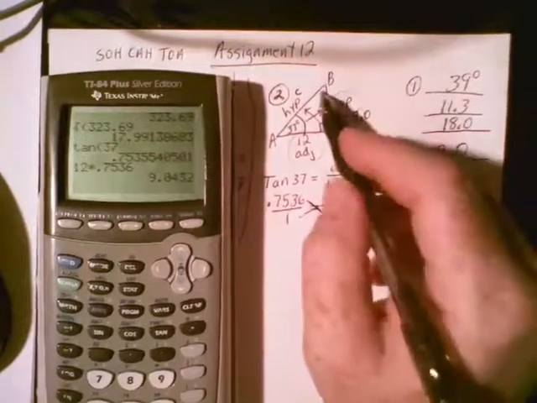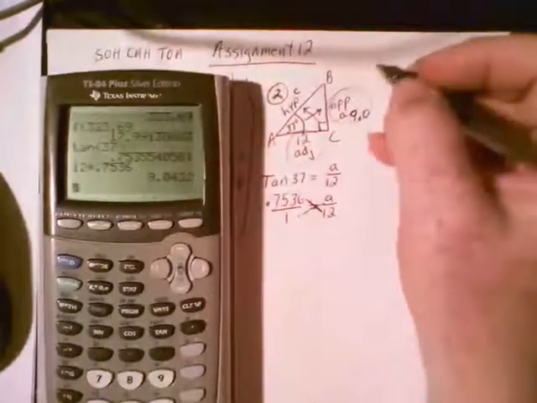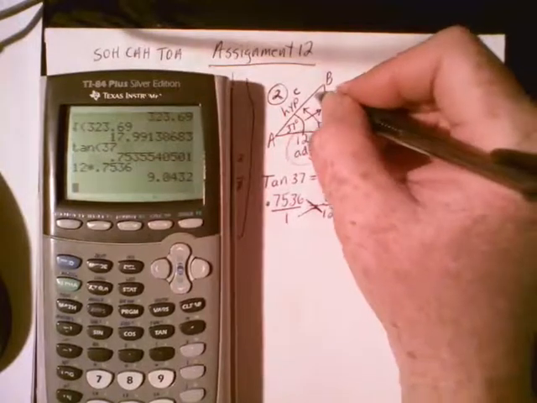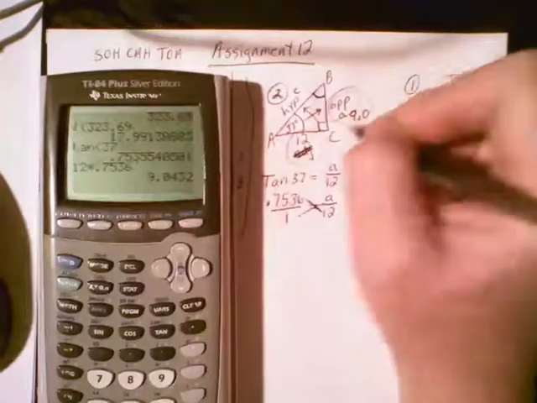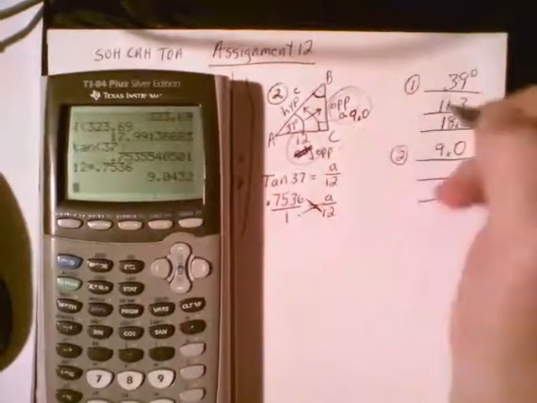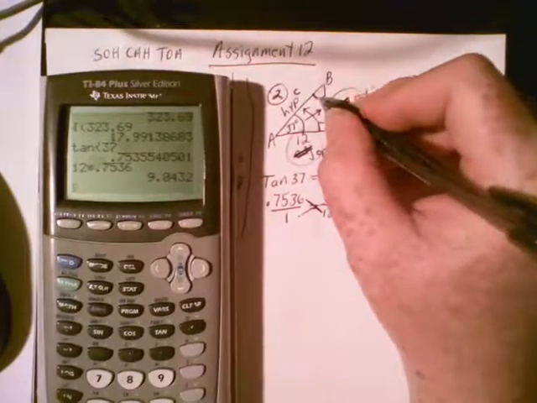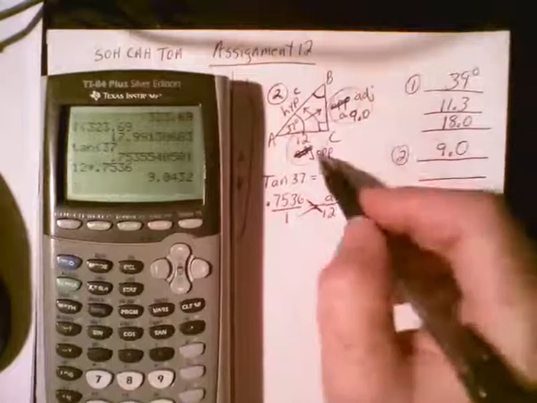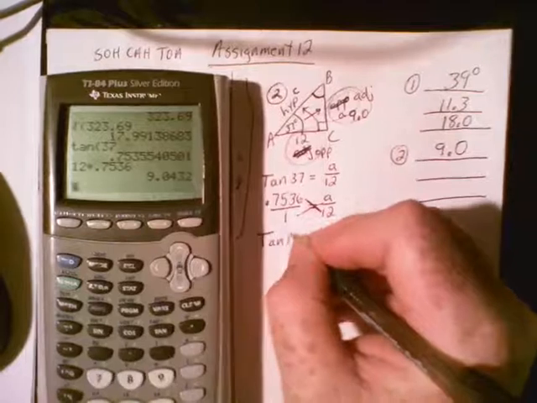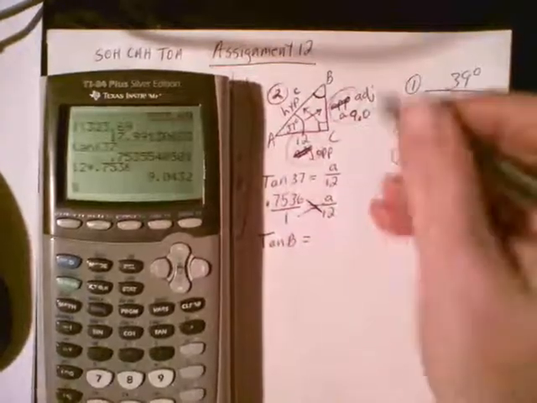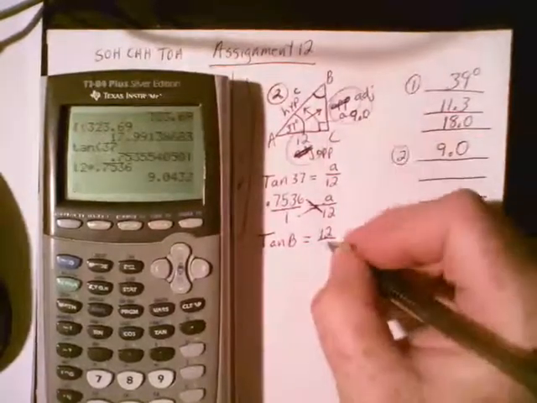To find big B, I can use these two, opposite and adjacent. Actually, I need to switch it because now I want to find angle B here. So this, instead of being adjacent, for angle B, is going to be the opposite leg. And this one over here is going to be the adjacent leg, because we're dealing with angle B now, if that's what we're trying to find. But it's still tangent because it's opposite and adjacent. So it's the tangent of angle B equals the opposite leg, which is 12, over the adjacent leg, which is 9.0.